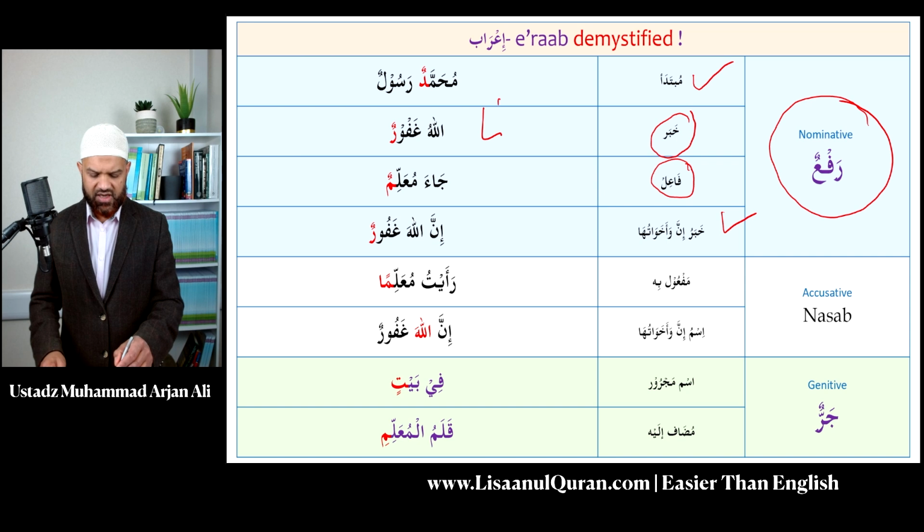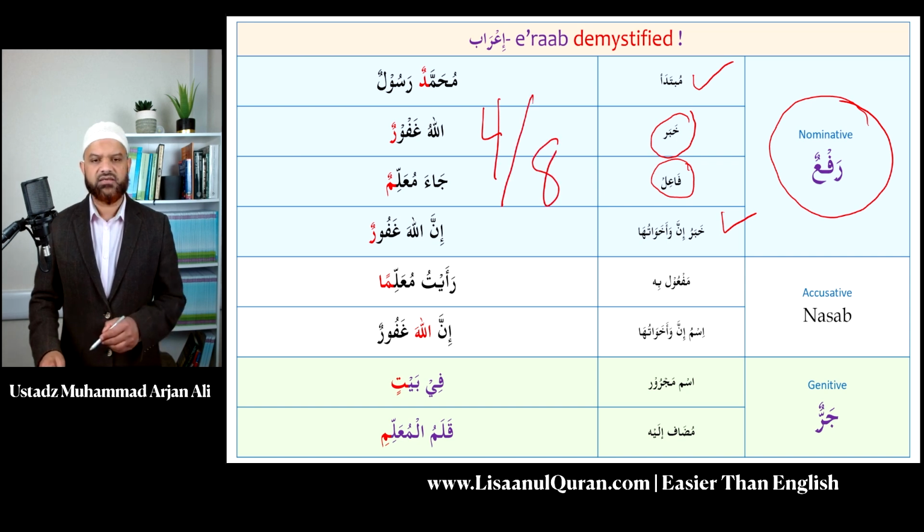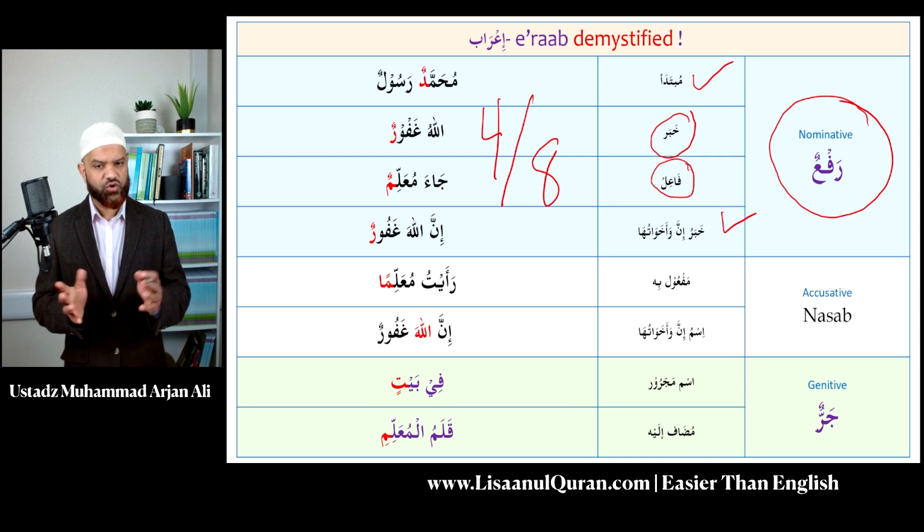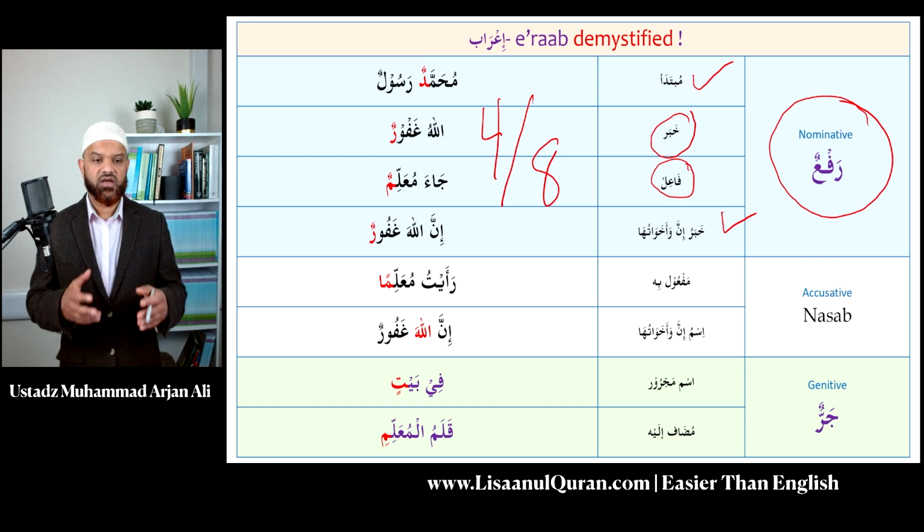And alhamdulillah, there are only 8 roles that an ism needs to do in order for it to be rafa. We know 4 of them. As far as nasab is concerned, we know 2 so far. Number 1, when it is the object. So for example, here I'm saying ra'aytu, I saw, mualliman, I saw a teacher. It is the object. So therefore, it is in the nasab status.